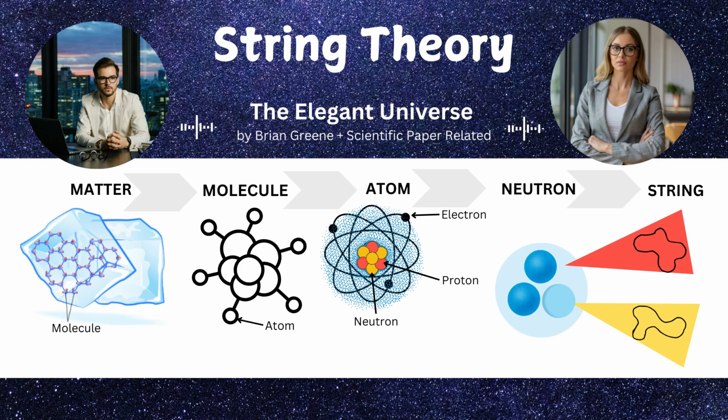Wait, extra dimensions? Like beyond the three we experience? You got it. String theory requires extra spatial dimensions beyond the up, down, left, right, forward, back that we're familiar with. But don't worry, we can't see them directly. How can there be whole dimensions we don't see?